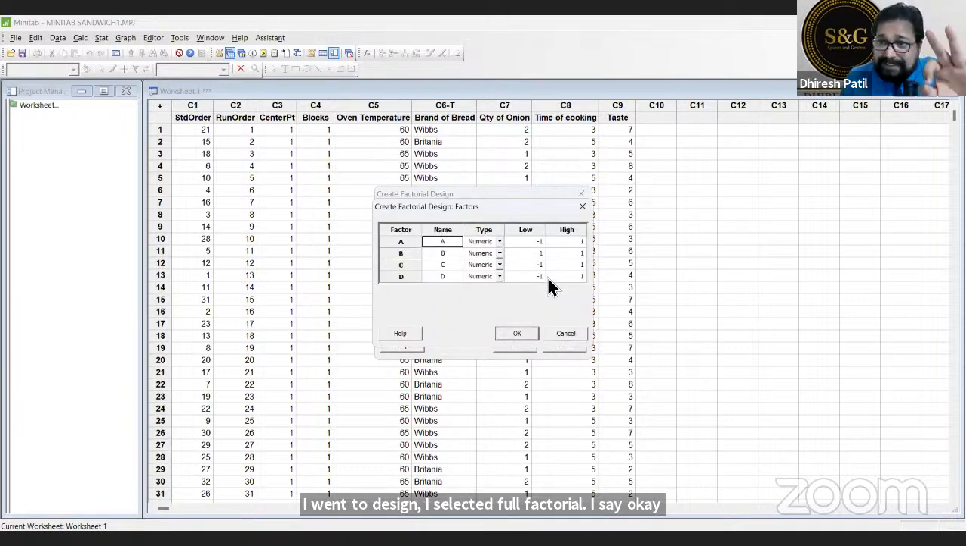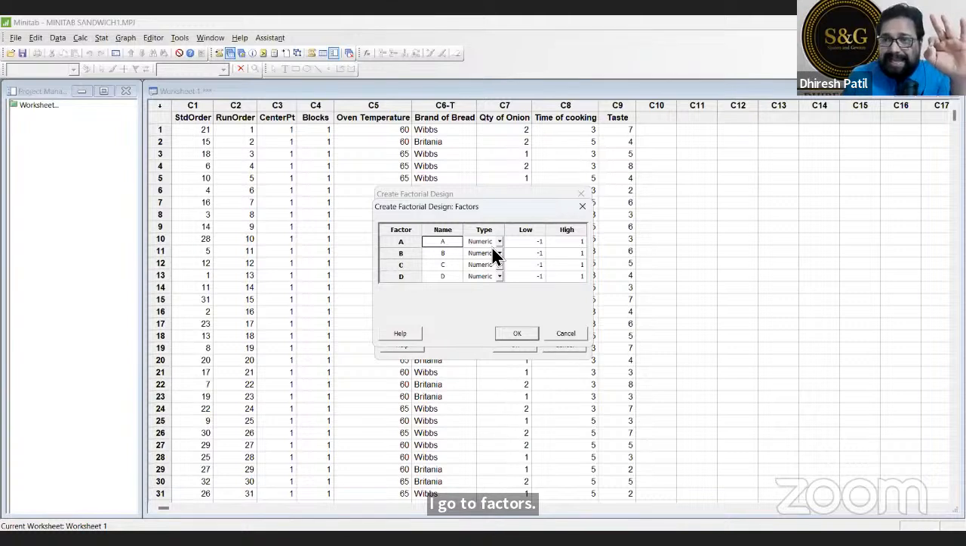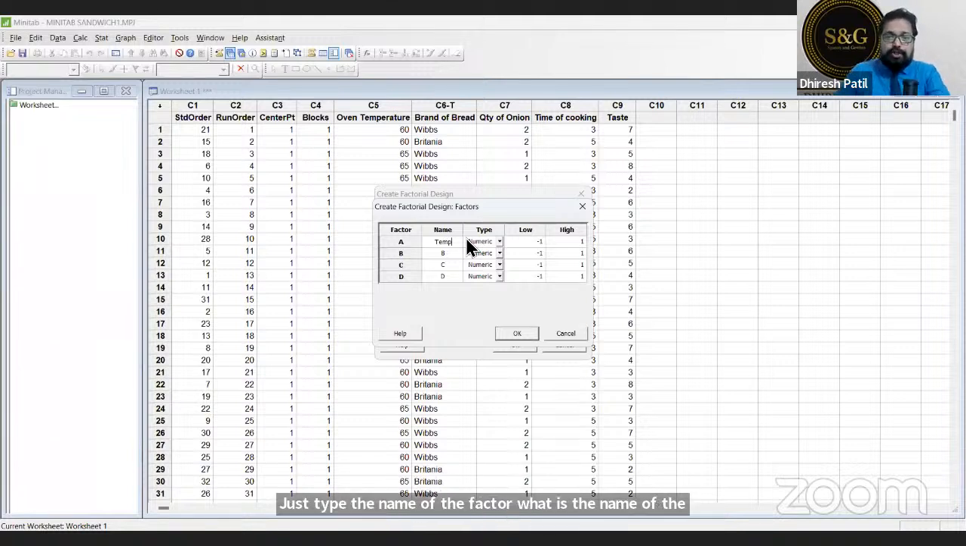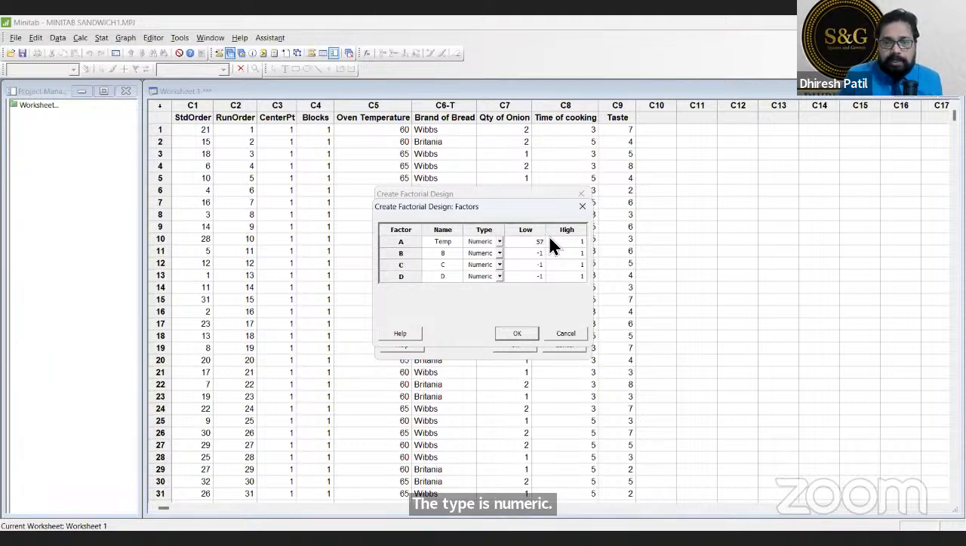Now in the factors, I will select the factor's name. You need to type the name of the factor. What is the name of the factor? First is the temperature. Just type temperature. The type is numeric. The lower setting is 57. The higher setting is 60. Everybody just type this: temperature, numeric, lower setting is 57, higher setting is 60.